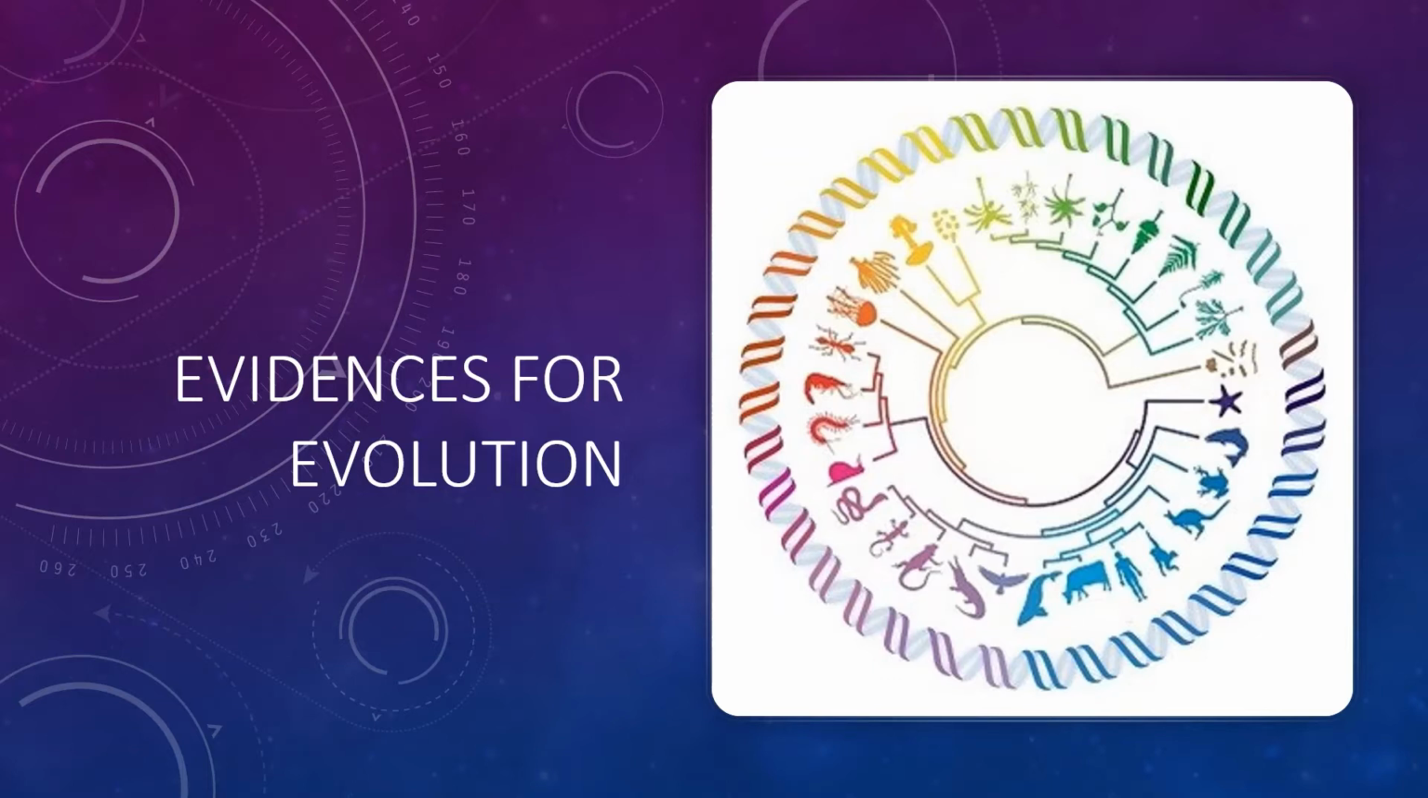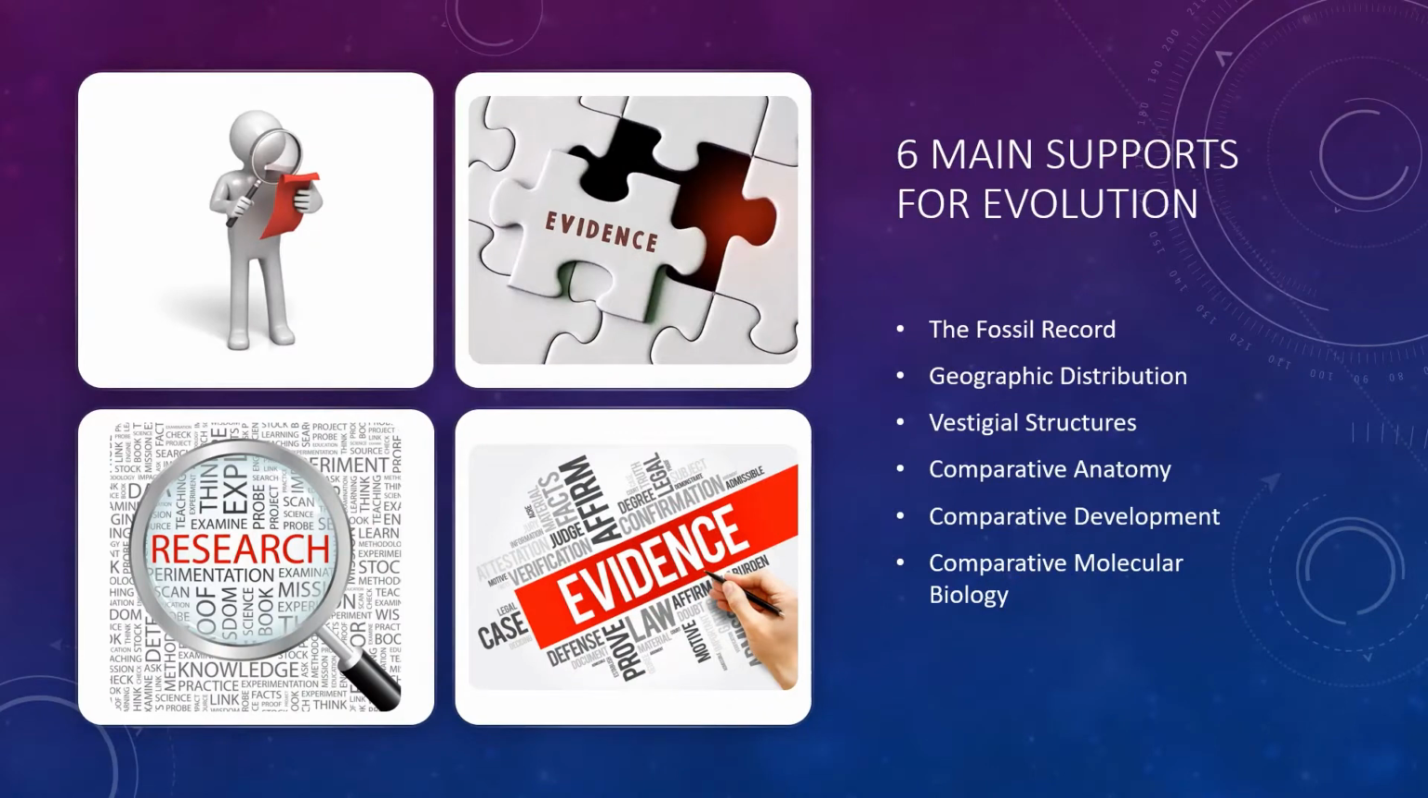Today we're going to discuss different evidences for evolution. So there are 6 main supports for evolution. They are the fossil record, geographic distribution, vestigial structures, comparative anatomy, comparative development, and comparative molecular biology.